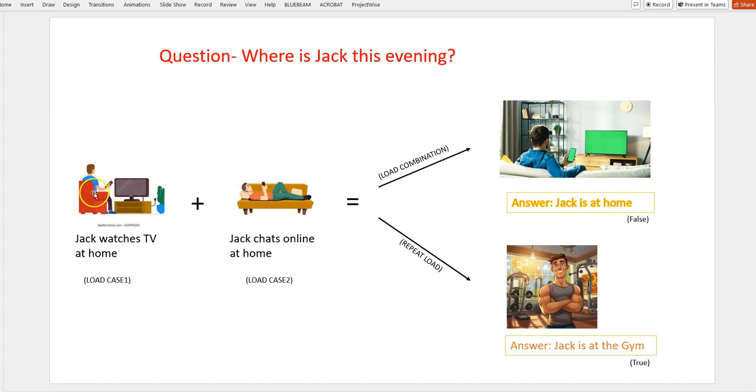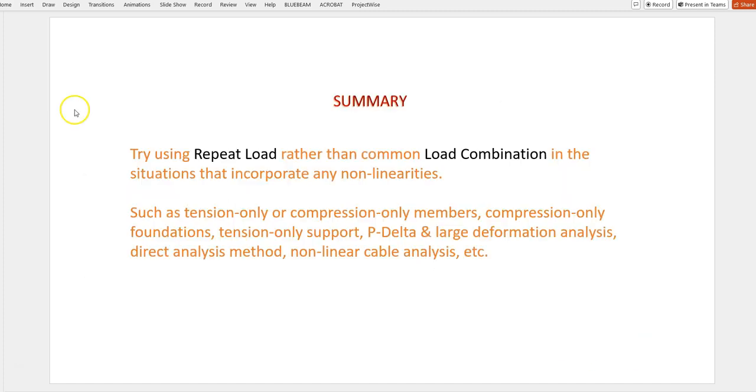However, as a matter of fact, the boring TV made Jack chat a lot, and his chatting reversely influenced him to turn off the TV. Consequently, Jack ended up at the gym with his friends. So, by repeat load, the correct answer is Jack is at the gym. As you see, it's simple. Repeat load provides a technically correct answer with interaction analysis like our human brain does.